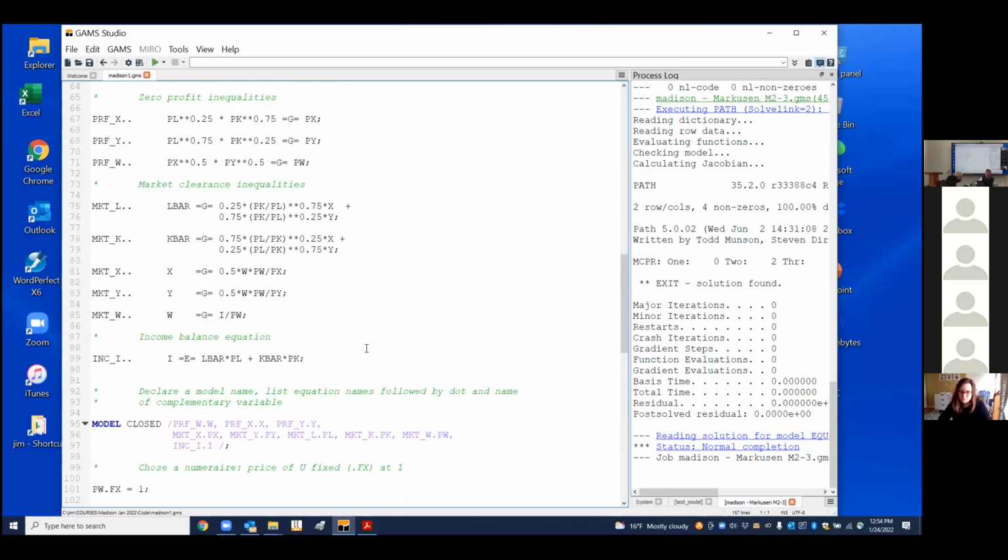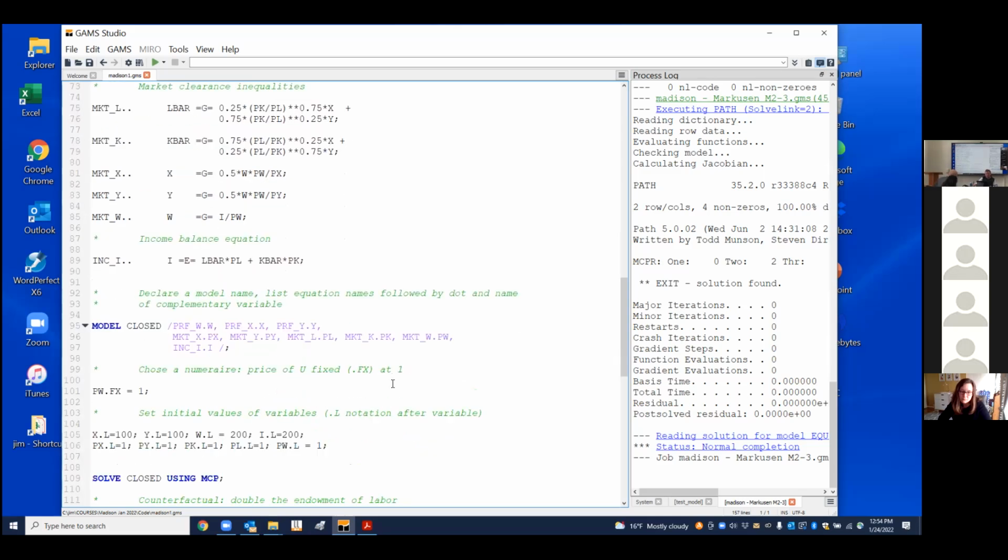You can see you could actually substitute that out and put it in for W, but you know, in modeling, it's sometimes clearer to have all the equations there and not sort of try to reduce the dimensionality through substitution. Okay, and then the model declaration is the name of each equation dot complementary variable, and it starts and ends with a slash and semicolon.